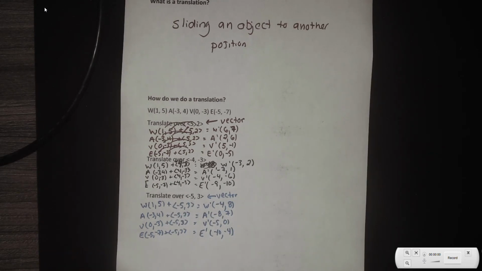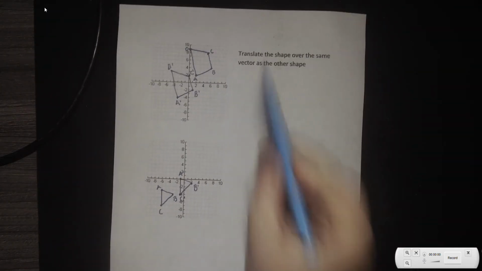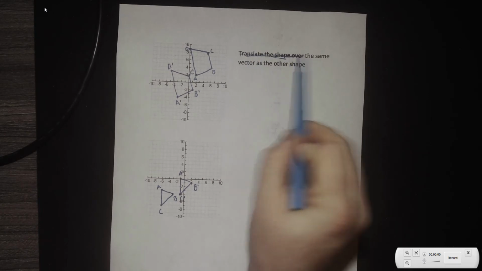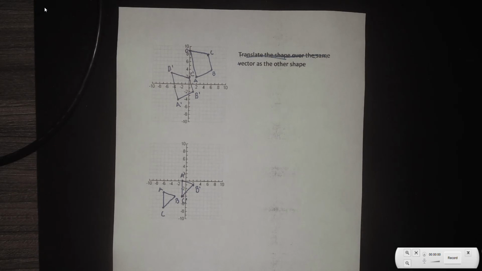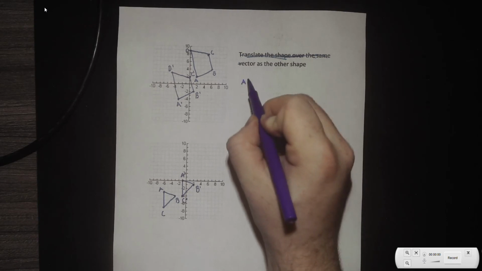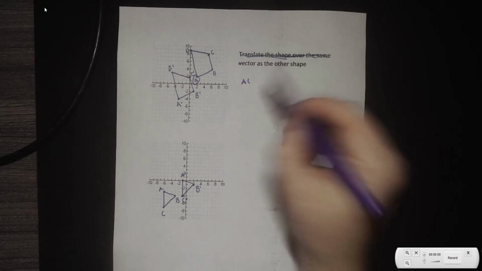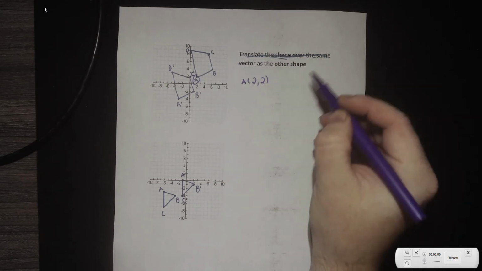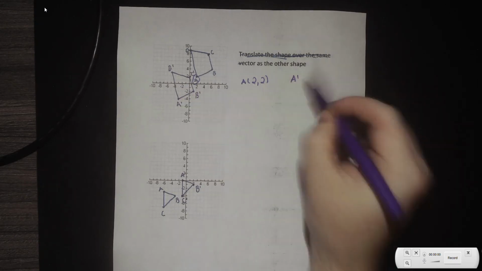Now there's no extra shape to translate. I just want to see what the vector is that goes from one place to another. Now you can do this one of two ways. Either you can look at A to A prime. So here's A. That would be 2, 2. A prime would be -3, -4.